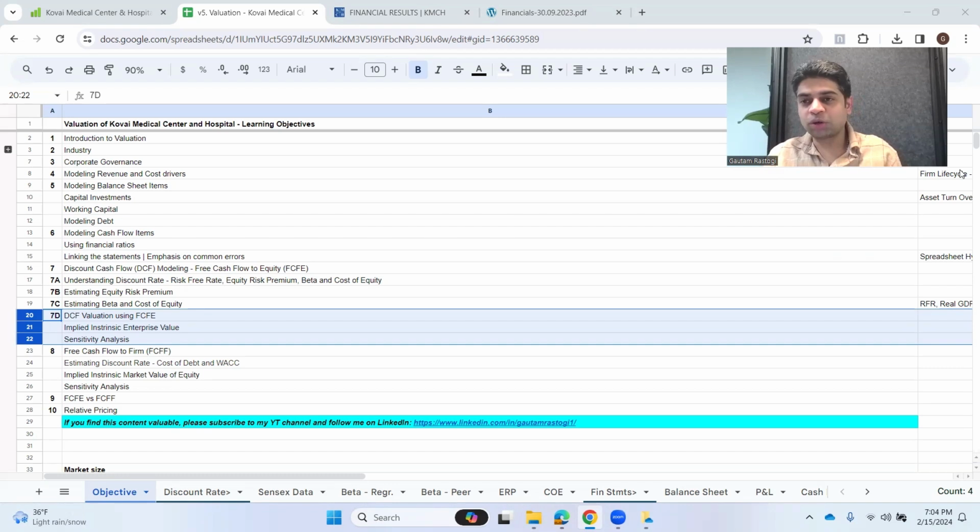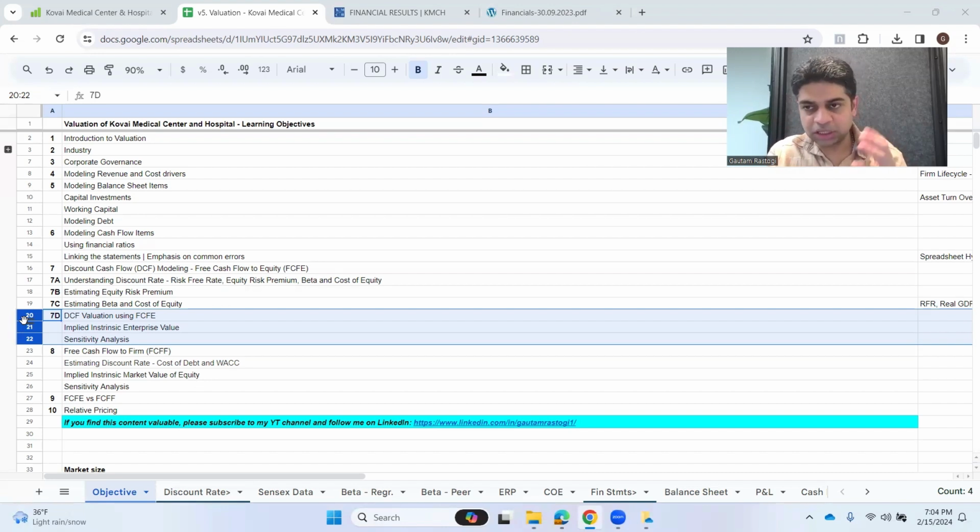So, finally, in this module, we are going to value this business, or rather, the equity of this company. How are we going to do that? We are going to estimate the future free cash flow to equity and then discount it to the present, because we have all the ingredients that we need to do this now.